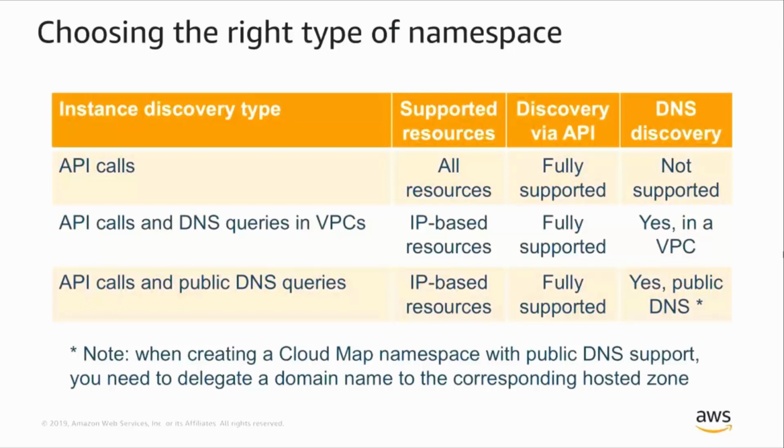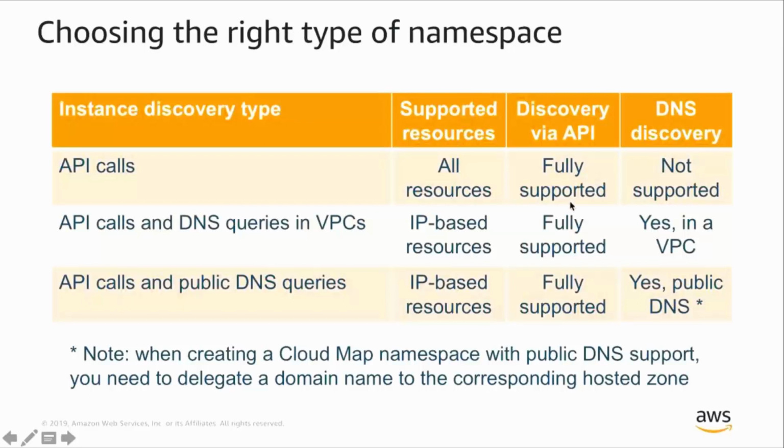The most important difference is in the type of supported resources. If you choose the namespace with API calls only, you can register absolutely any cloud resources that you want. If you choose to use DNS compatibility, so either in VPC or public, you will be limited to IP-based resources that can be registered in DNS. So if you have things like URLs or ARNs, you won't be able to register them and to discover them in these types of namespaces.